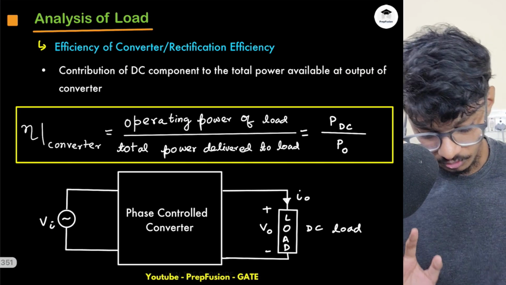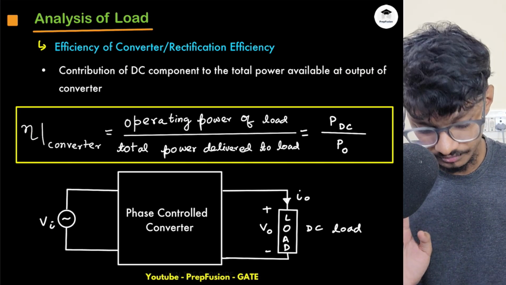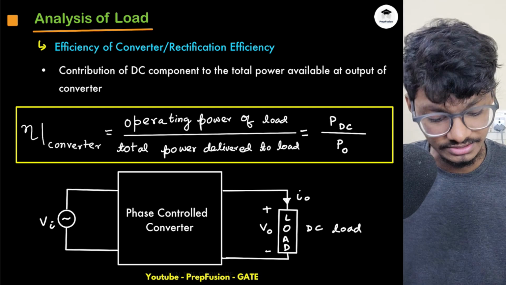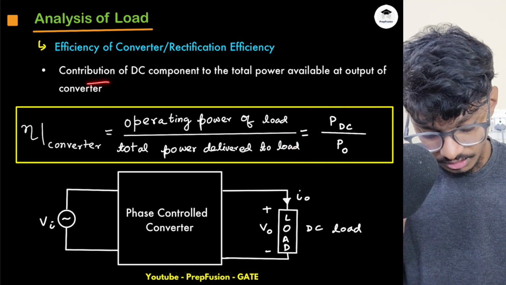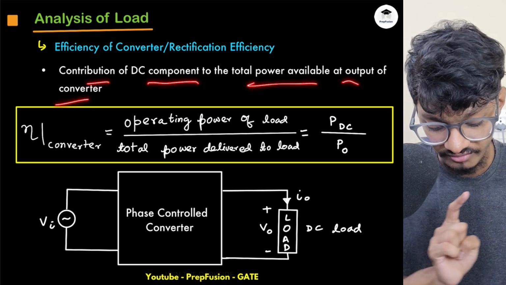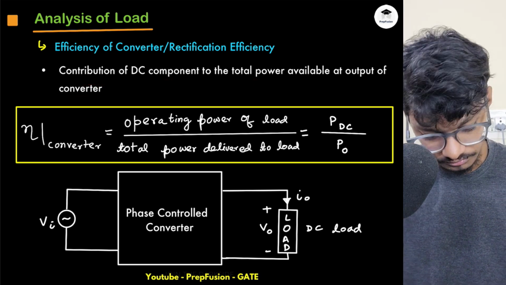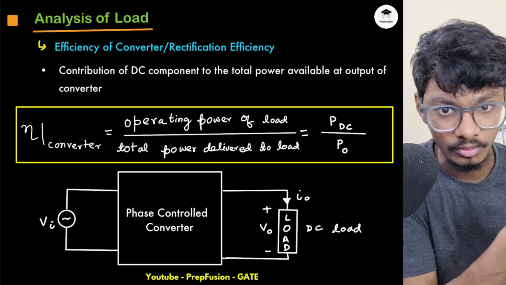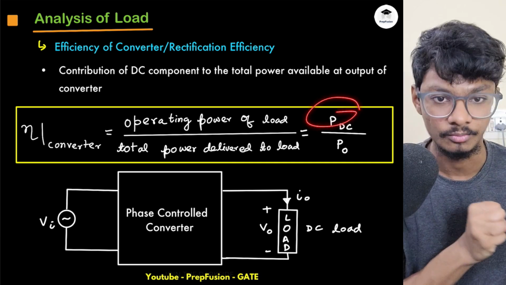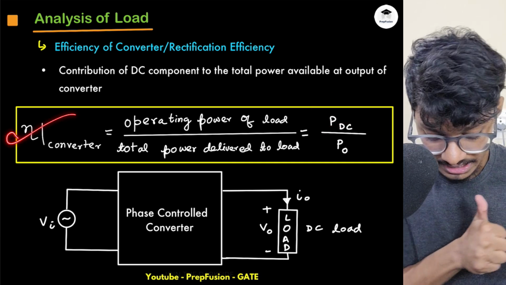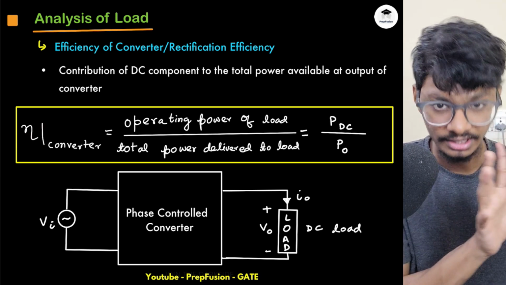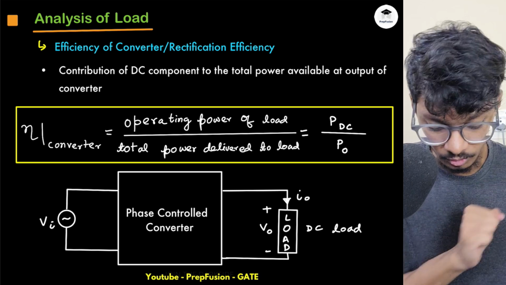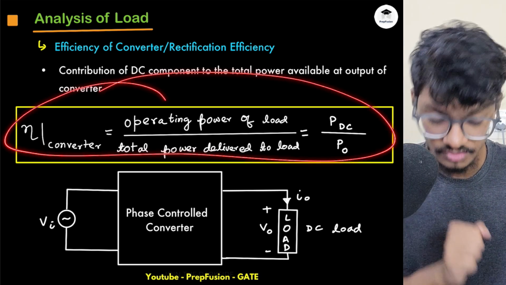So there is a term known as efficiency of the converter. If nothing is mentioned, you will define your efficiency of the converter like this. It will be the contribution of DC component to the total power available at the output of the converter. So converter is giving me some power, but how much of that power is the DC component? That I want to know, and that will be called the efficiency of the converter, unless they specify the definition themselves. Unless they specify it, you will assume the definition of efficiency of a converter like this.